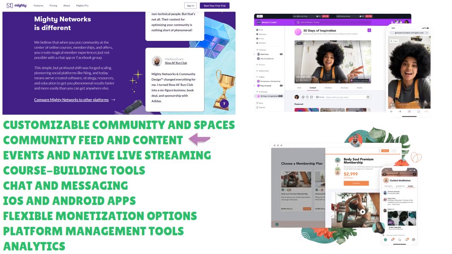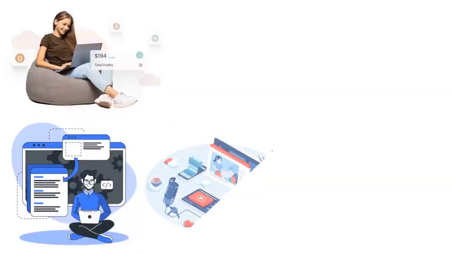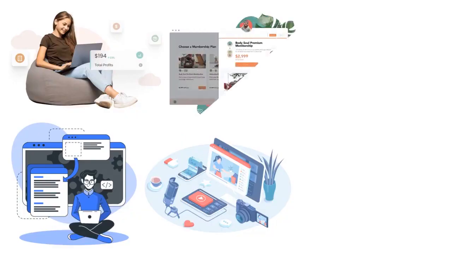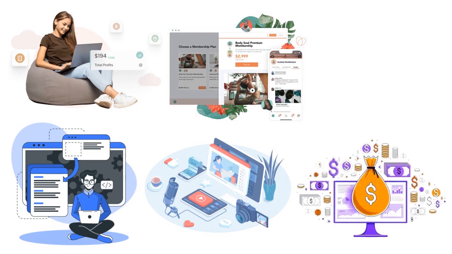You also have community feed and content. We love that a lot because you are able to, again, control the content. You are able to foster certain categories of feed, and you have events and native live streaming. As a course creator, having the ability to create events, and having also native live streaming is really cool in terms of engaging your audience and also monetizing that audience.